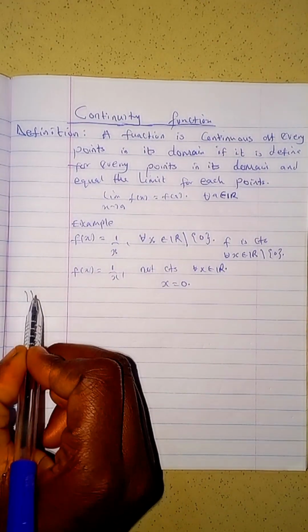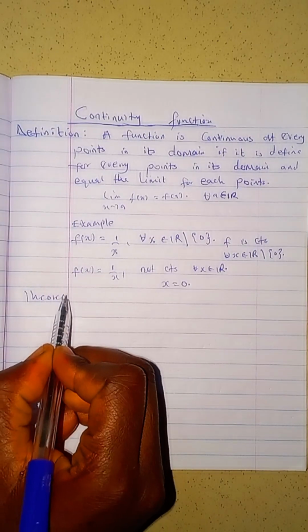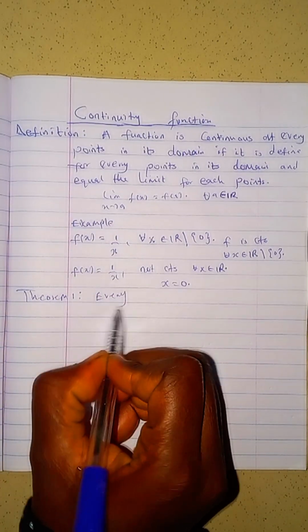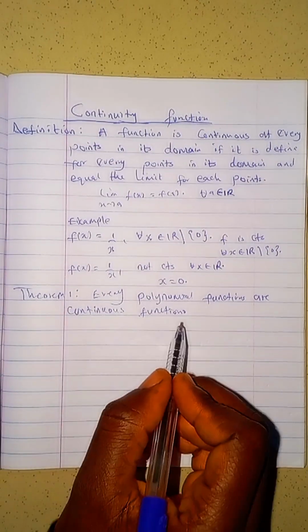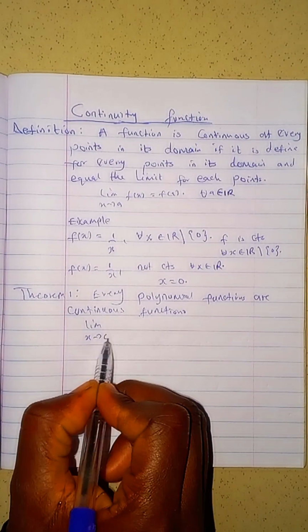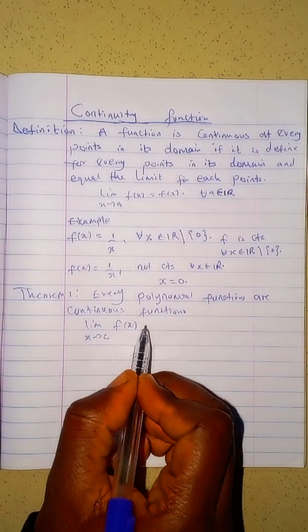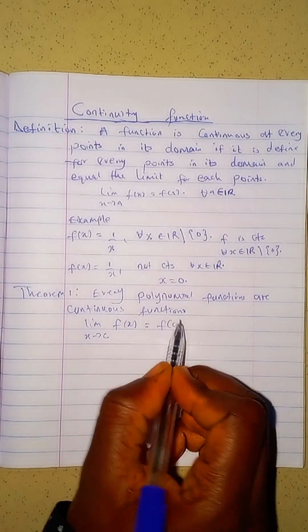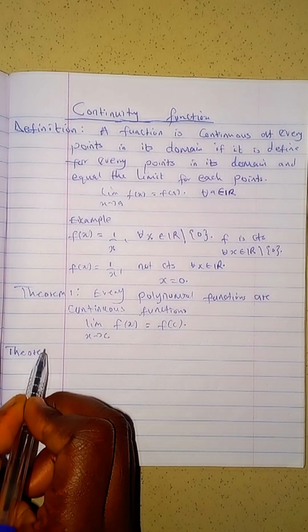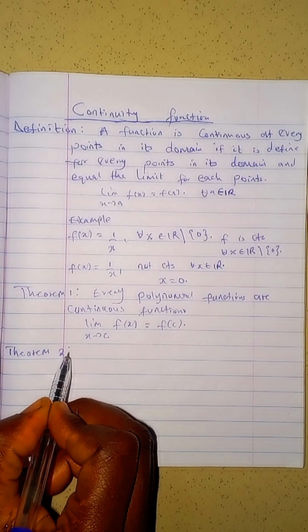So theorem 1. Every polynomial function is a continuous function. That is, the limit as x approaches c of the function f of x will be equal to f of c. So whenever the function is of the form polynomial, it is always a continuous function.